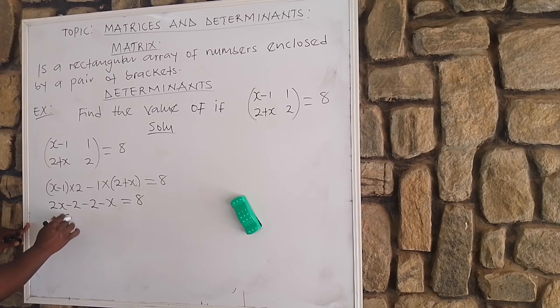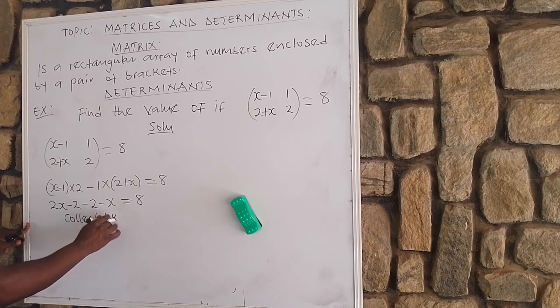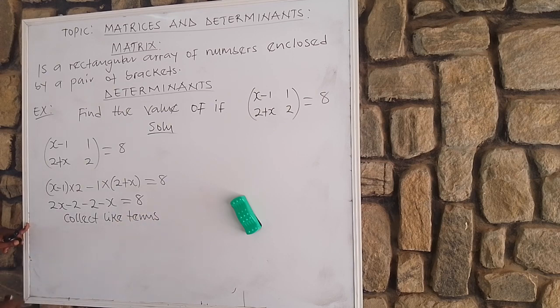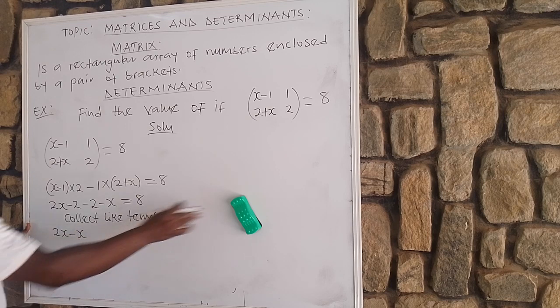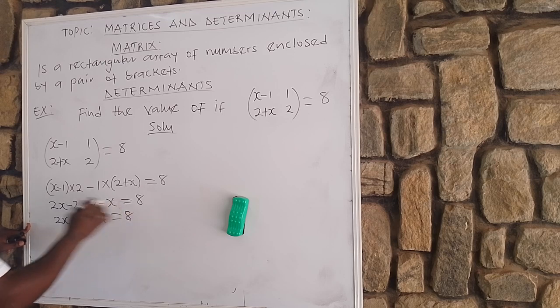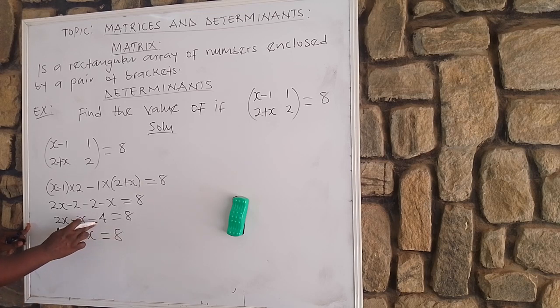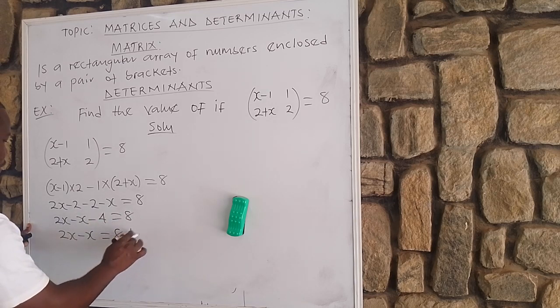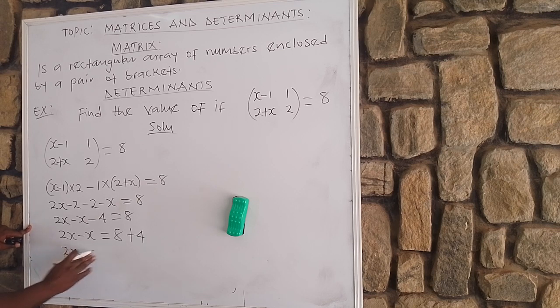We collect like terms. When we collect like terms, this is 2x minus x, then minus 2 minus 2 is minus 4. So let me just arrange it: 2x minus x minus 4 equals 8. Collecting like terms, 2x minus x is equals to 8, and minus 4 crosses the sign of equality and becomes plus 4. So 2x minus x gives us x, and this is equals to 8 plus 4, which is 12.